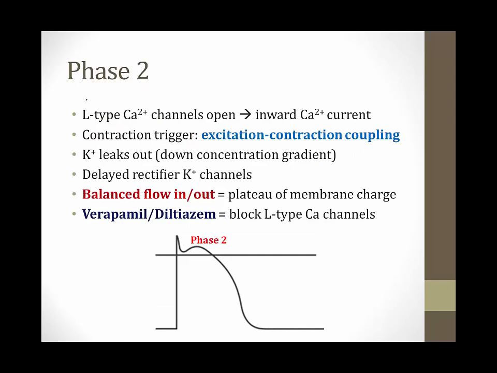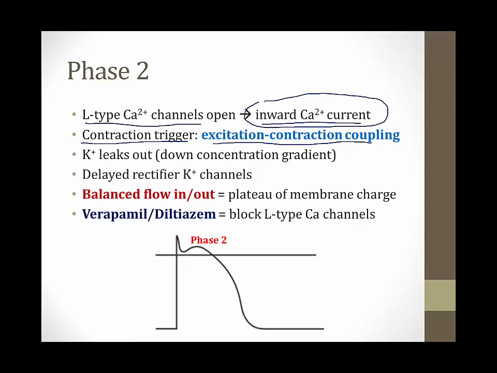The key event in phase 2 of the action potential is that calcium channels open. The calcium channels that open are called L-type calcium channels, and this leads to an inward movement of calcium ions into the cell. This is very important because this is the trigger for the myocyte to contract. This is called excitation-contraction coupling. This inward flow of calcium ions connects the electrical activity of the myocyte to the mechanical activity of the myocyte.